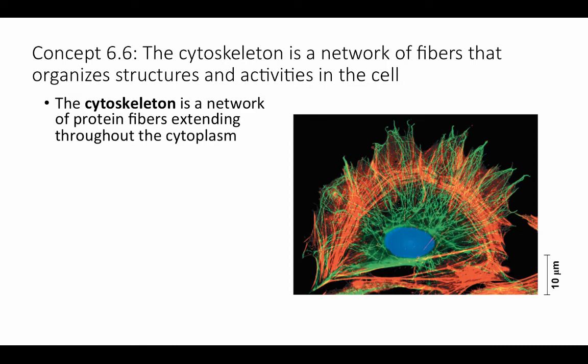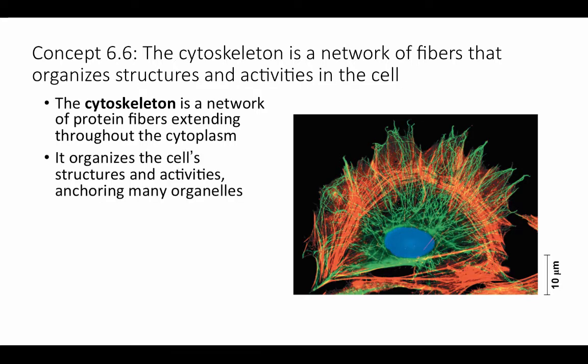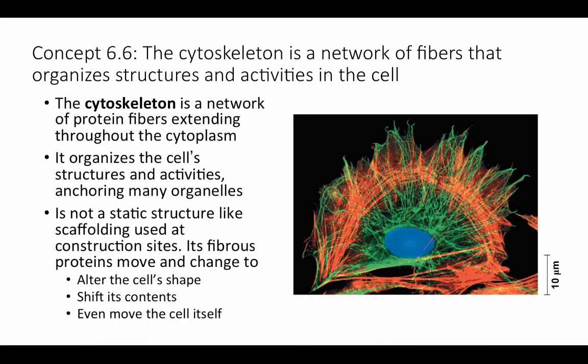So the cytoskeleton is composed of these networks of long protein fibers that are organizing structures that give shape and coordinate the activities in the cell. So again, it's a network of protein fibers and it extends all throughout the cytoplasm. It organizes the cell structures and activities, it anchors the organelles and holds them into place. It is a dynamic structure.